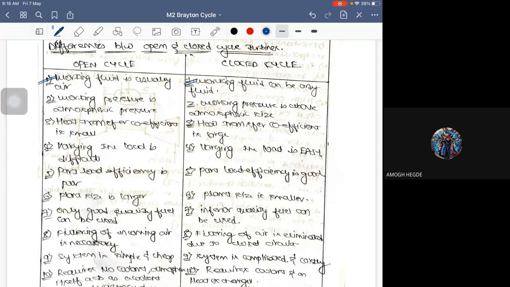Working fluid is usually air in the case of an open cycle gas turbine. For example, your aeroplane engine, your rocket engine has nothing but air as the working fluid. Next, closed cycle.